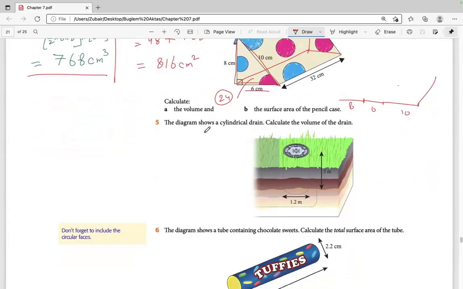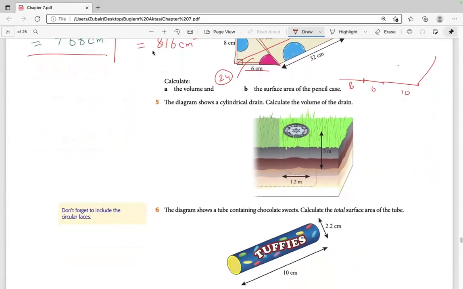The diagram shows a cylindrical drain. Calculate the volume of the drain. Now this is a circular cylinder. Is that supposed to be the diameter of the circle? 1.2? Yes, that's the diameter. What is the formula you're using? Pi r squared for the circle times the height. Very good.